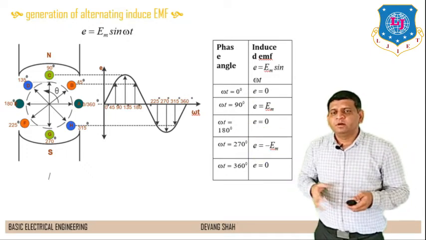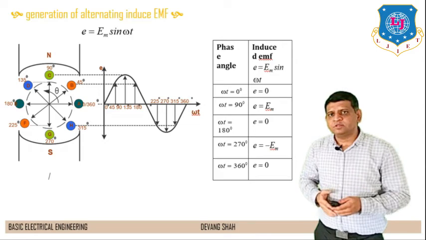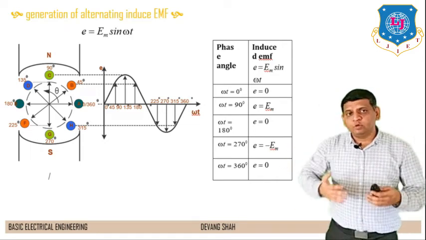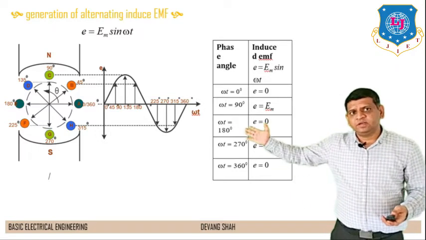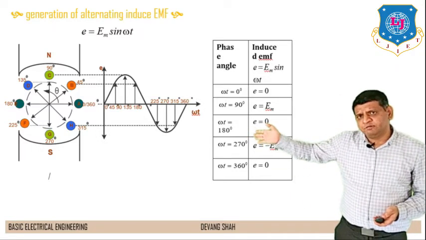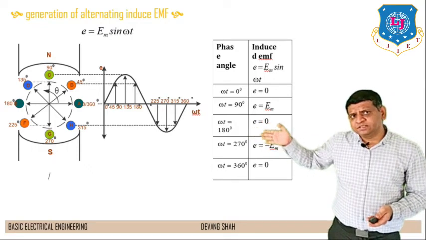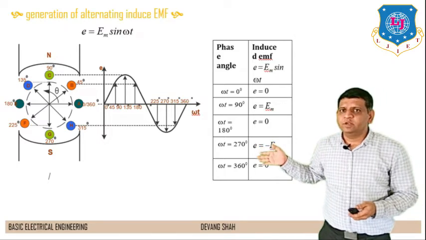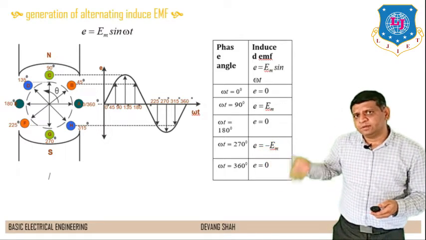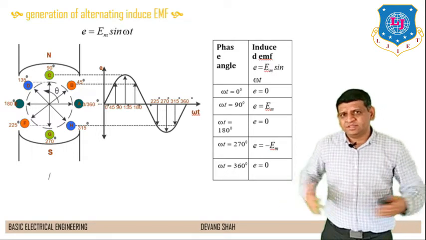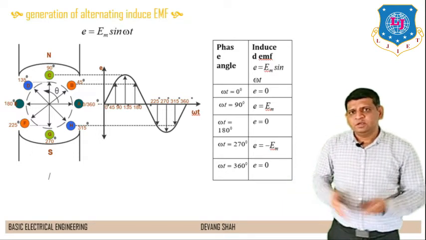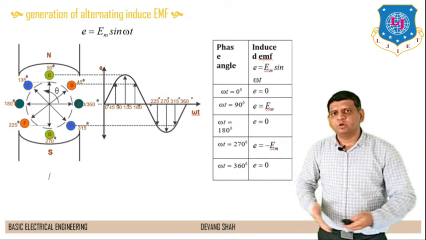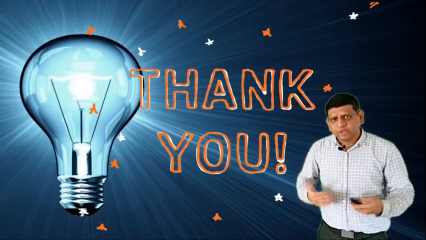Likewise, if you put these omega t values in the above equation, you will find 0, plus Em, again 0, minus Em and 0. So if you plot all these values, you can straight away find this waveform where at angle 0 the value of E is equal to 0, at angle 90 the E reaches the maximum value, which is plus Em, then minus Em, and again it will come to 0. So this quantity is again an alternating quantity. So in this way you can generate an AC signal simply by applying Faraday's law of electromagnetic induction, right. Thank you very much, dear students.